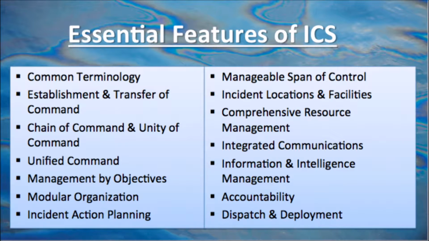We have incident action planning, manageable span of control, where not more than 5 people, sometimes up to 7 people, report to one individual. If the organization grows larger, like it does in some of the larger spills, for example, with Deepwater Horizon, we had about 78,000 people that were mobilized. In that particular situation, as the organization grew larger, we created more managers in the middle.